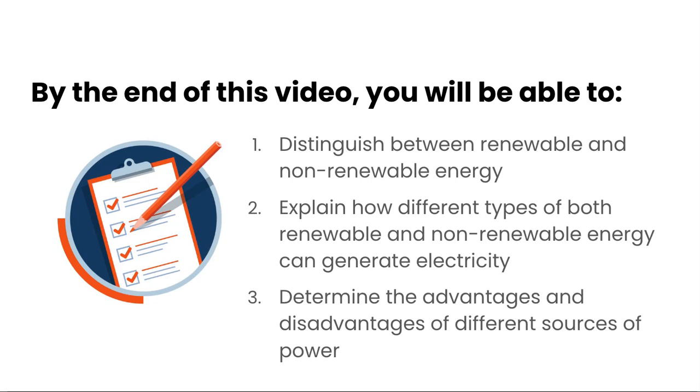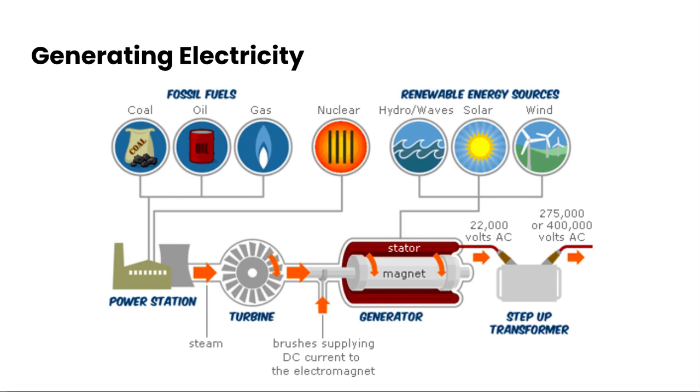So let's get right into it by taking a look first at how electricity is generated generally. When we take a look at electricity generation, there are lots of different ways that we can create energy. So we have our fossil fuels, which are coal, oil, or gas. We also have nuclear, and then we also have some other sources. So hydro or waves, solar, and wind.